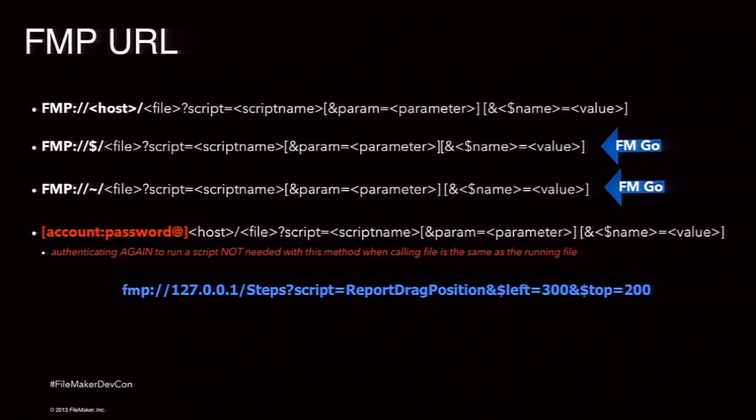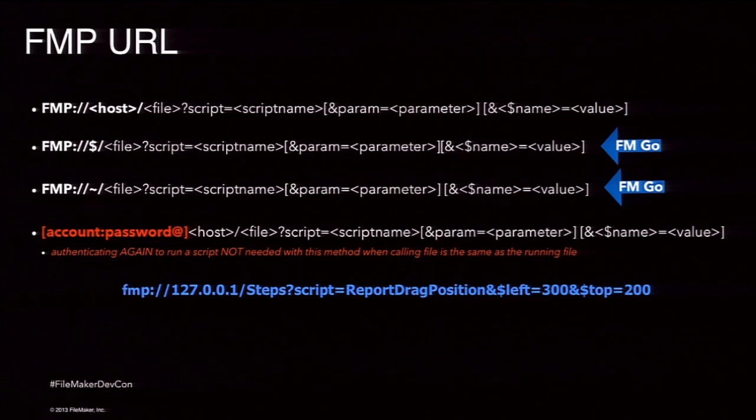Now there's a really cool, compelling way that you don't have to have a file hosted on server to be able to use an FMP URL, and that's if the file is on FileMaker Go. If it's on FileMaker Go, it can talk to itself. It can send scripts to itself even though it's not hosted. And in that case, see the second line there where there's a $ instead of the IP address?